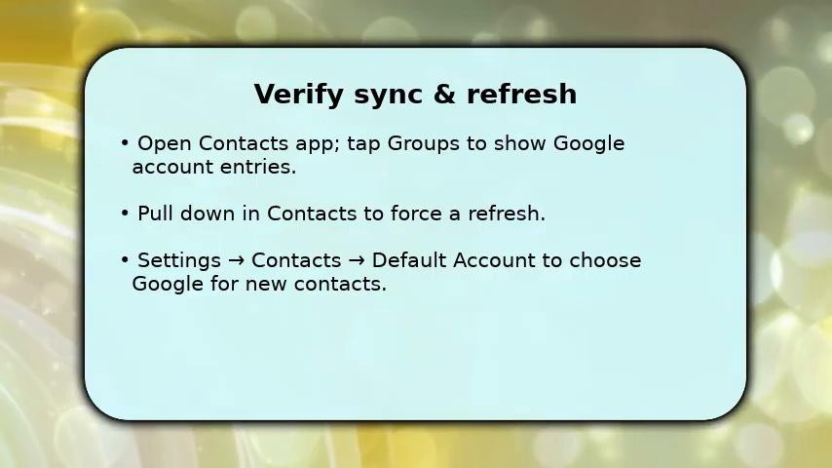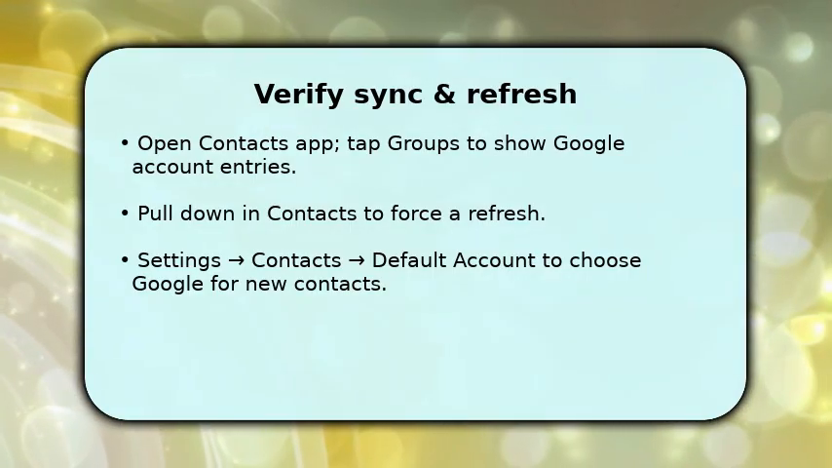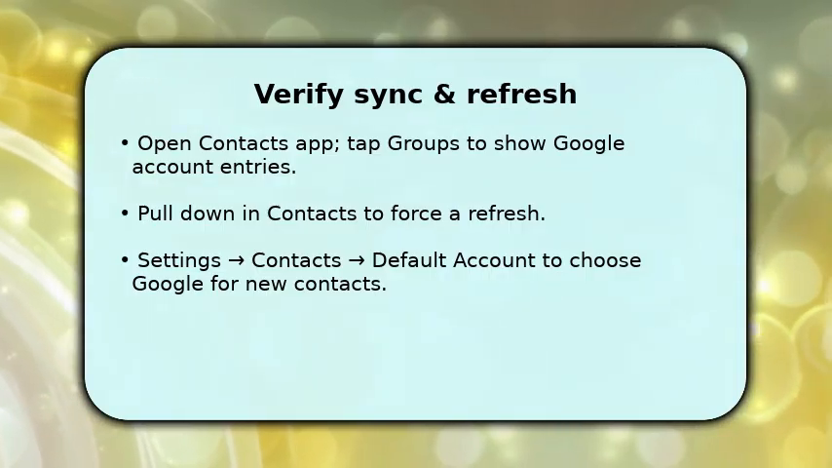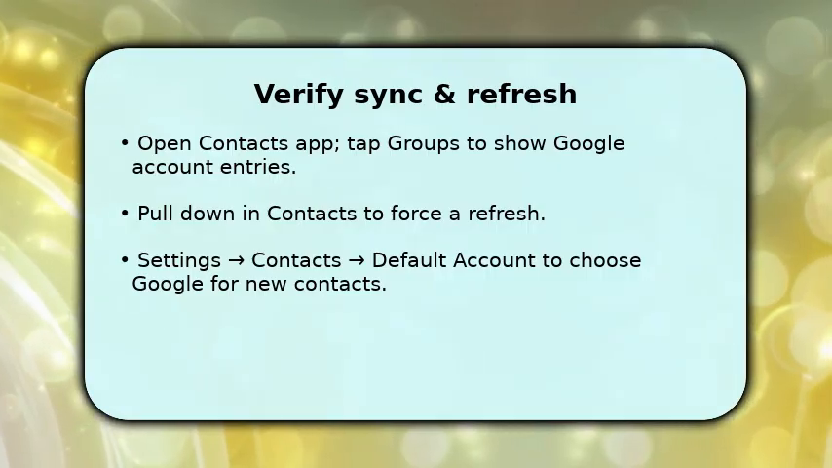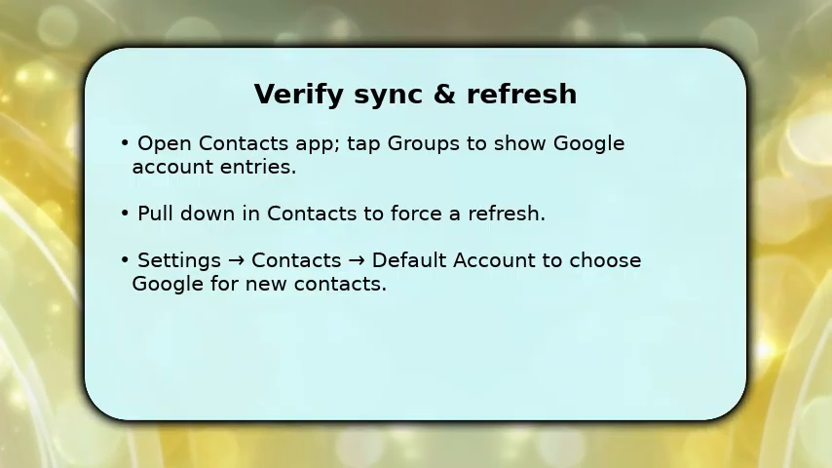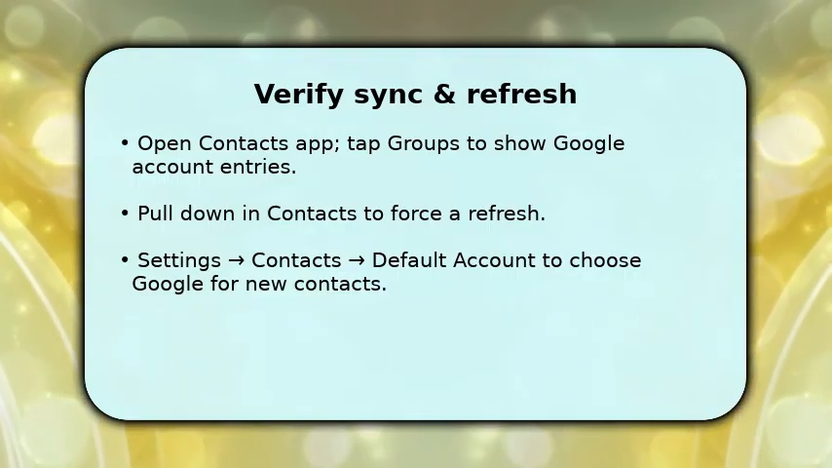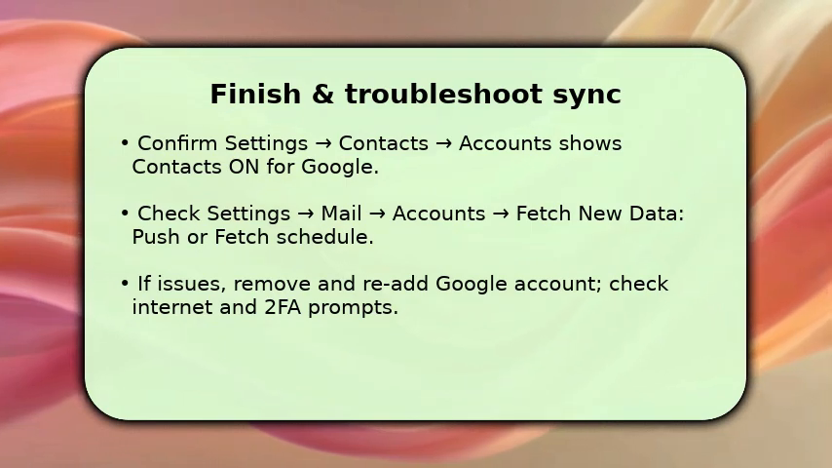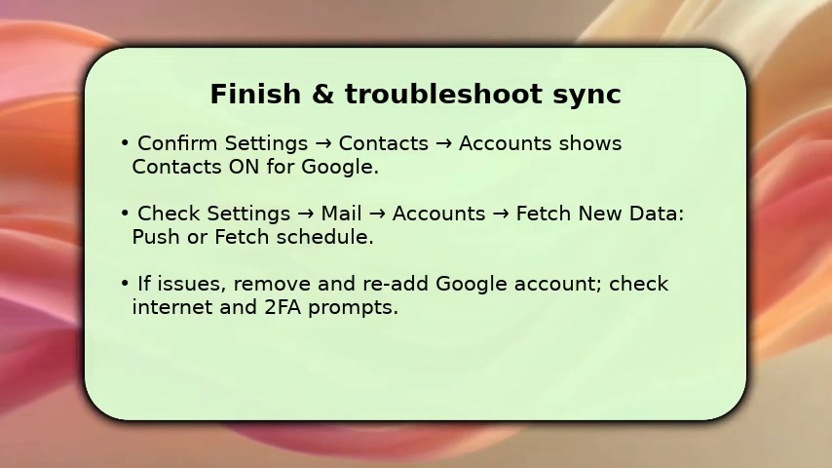Next, set Settings > Contacts > Default Account to Google if you want new contacts to save there. Make sure your phone has internet access and that Contacts is enabled for the correct Google account before proceeding to final checks. To finish, double-check Settings > Contacts > Accounts, and confirm Contacts is on for your Google account.